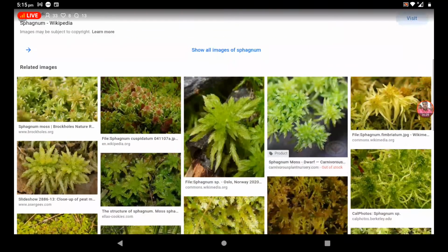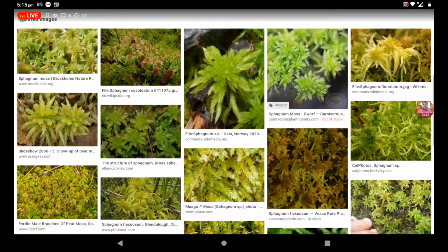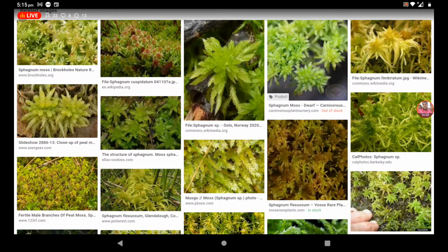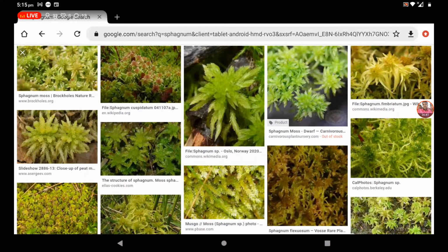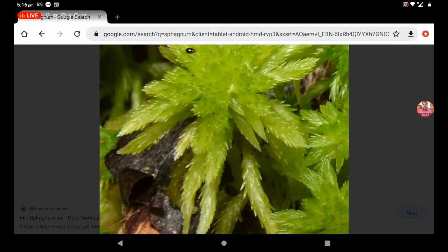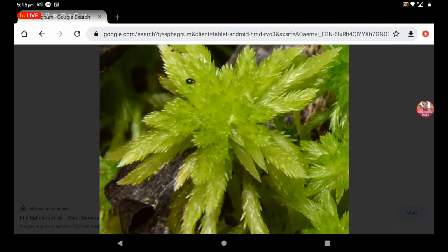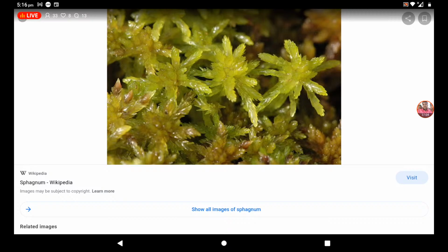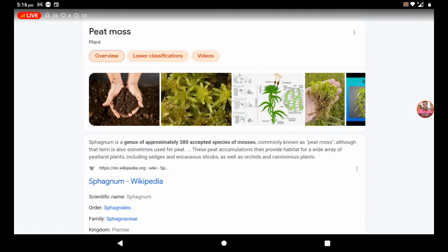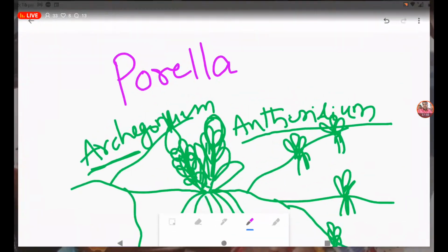One more diagram we can take, similar to that. So all these diagrams we have seen almost. Three examples are given under the mosses: first one Funaria, second one Polytrichum, and third one Sphagnum. Three examples. And if we take liverworts, Marchantia and Porella. Three examples we got. Fine.